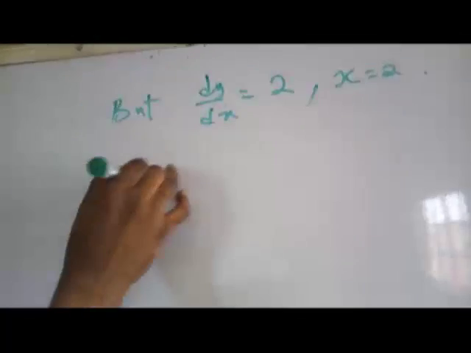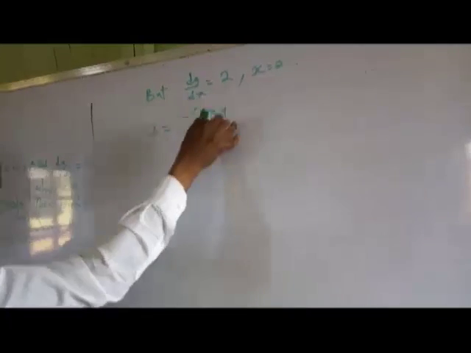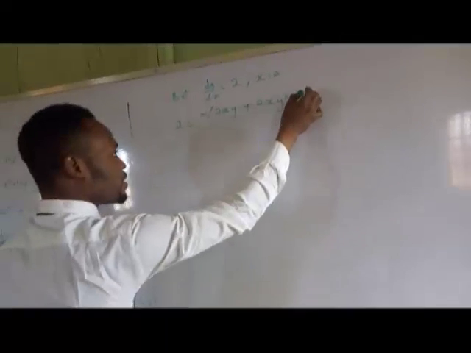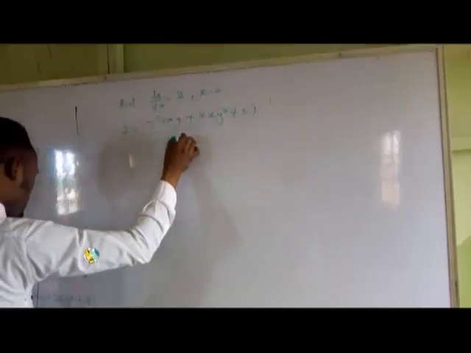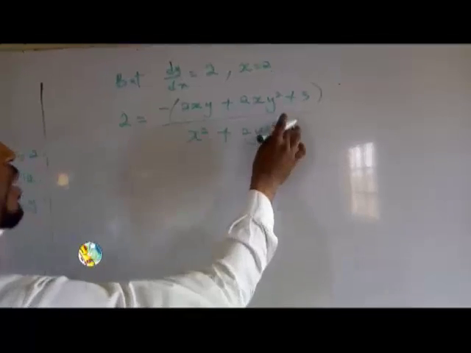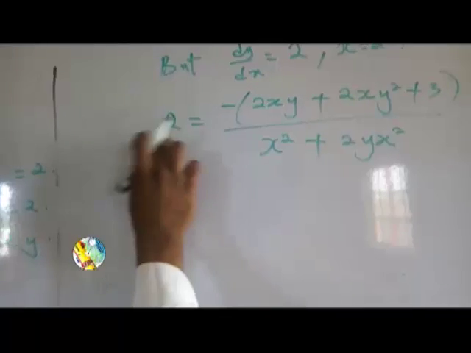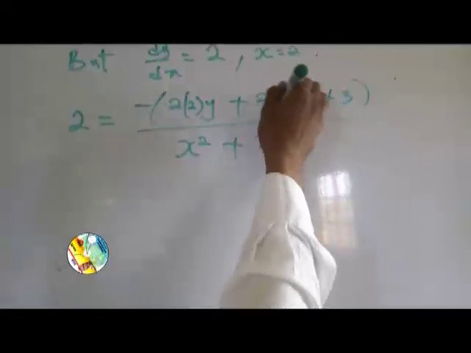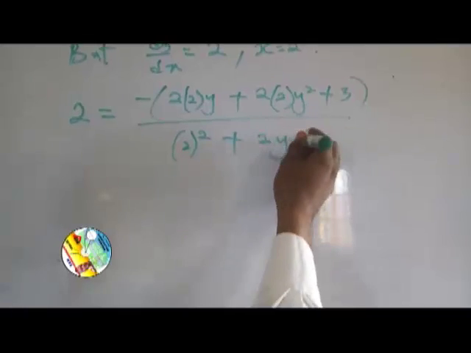Alright. I'm going to be having 2 equal to minus open bracket 2xy plus 2xy squared plus 3 over x squared plus 2yx squared. Alright, so that's what I am having. So let me say this one is already the dy dx there, that's 2. So anywhere I see x also I change this to 2. So I'm going to be having bracket 2 here, and in this place I'm going to be having bracket 2.